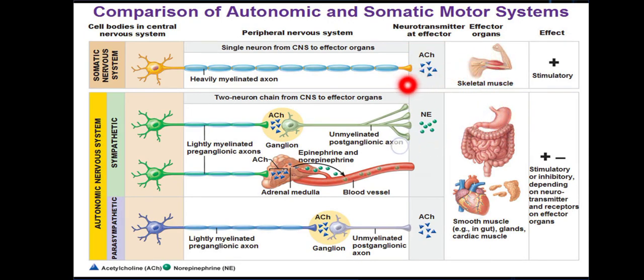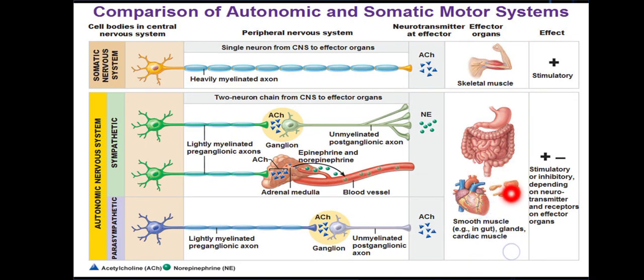And in the ANS, neurotransmitters vary depending on the division. In the parasympathetic division, both preganglionic and postganglionic fibers release acetylcholine, while in the sympathetic division, preganglionic fibers release acetylcholine, and postganglionic fibers release norepinephrine. The somatic nervous system primarily supplies skeletal muscles, while the ANS innervates smooth muscle, cardiac muscle, and glands, regulating involuntary functions such as heart rate, digestion, and glandular secretion.